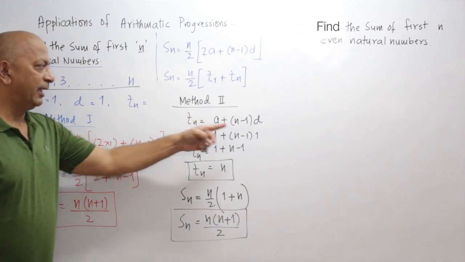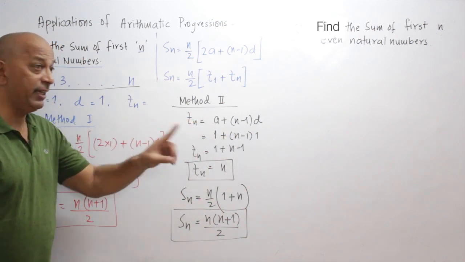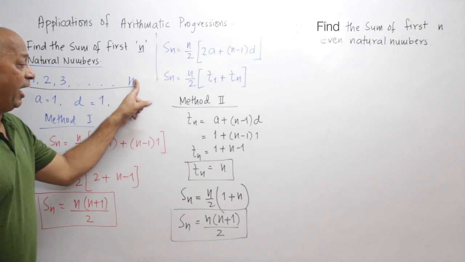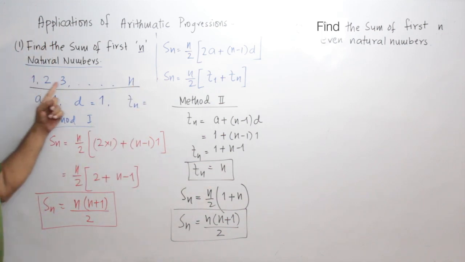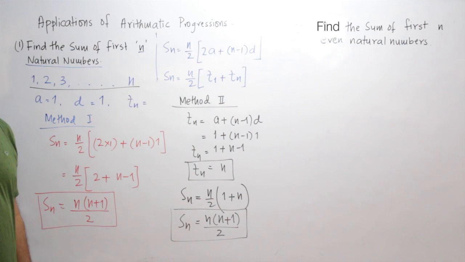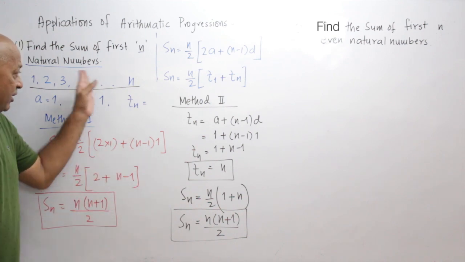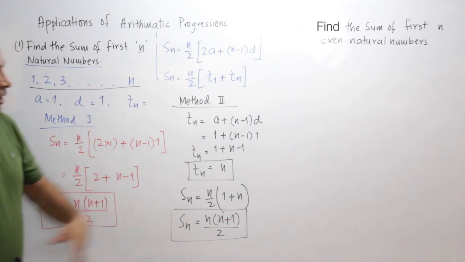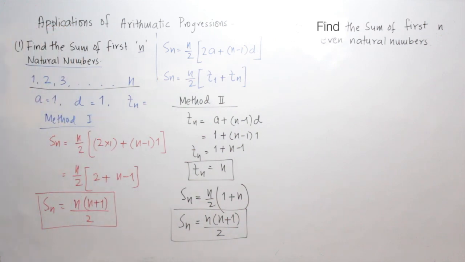The important thing is that Tn is not n. In this case, this n and this n are equal because they are 1, 2, 3, 4. They are natural numbers. But this is not the case everywhere. Let us do the second question.